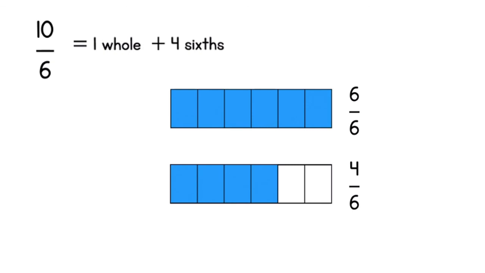So now we have some sort of remainders. We have 1 whole and then 4/6 remaining. Because as we know, 10 is not a multiple of 6.